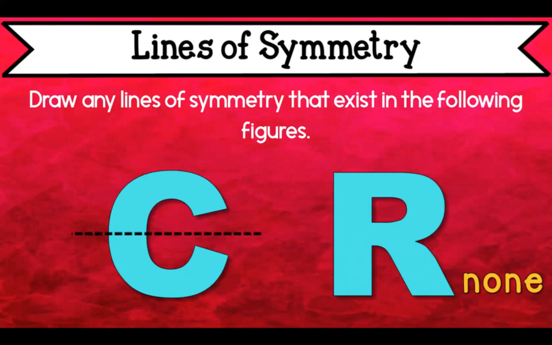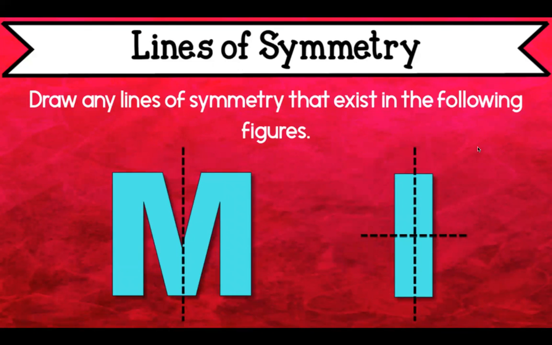C does have one line of symmetry. If you were to fold it along this line, this side matches this side like a mirror. Okay. R has none. M has how many lines of symmetry? 1. And this letter, I think it's a letter I, capital letter I, has 1, 2 lines of symmetry.